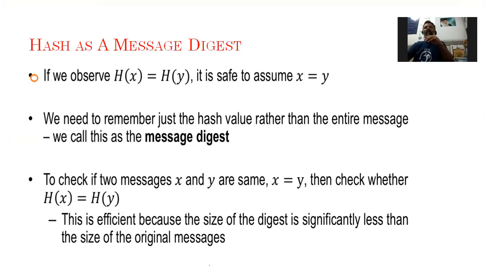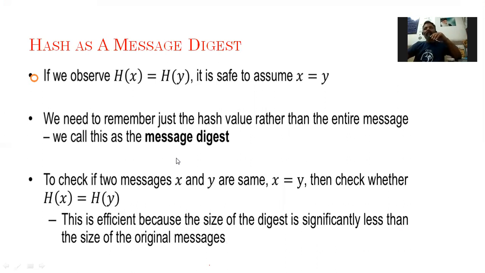It is our assumption that the hash function is cryptographically secure, and for any two different values it will give totally different hash codes. If this is not the case, then we can't use hash as a message digest. This is efficient because the size of the digest is sufficiently less than the size of the original message. So whenever we need to check whether x and y are the same, we can use the message digest instead of the message because the original size is very large.